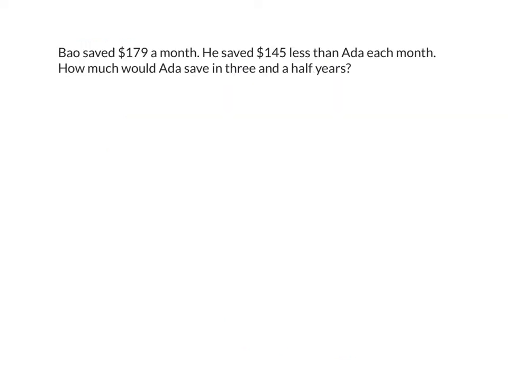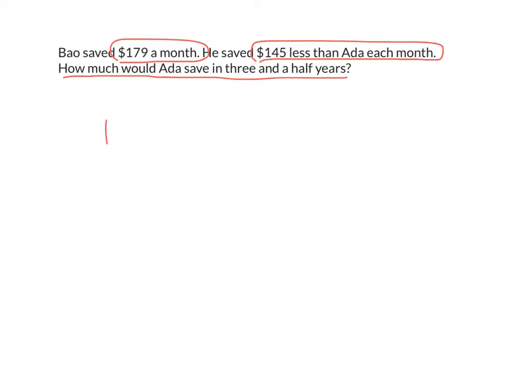Okay, this question says, Bao saved $179 a month. He saved $145 less than Ada each month. The question's asking us, how much would Ada save in 3.5 years? The important information is that Bao saved $179 a month, but that was less than Ada, right? Another way to say that Bao saved $145 less than Ada each month would be to say that Ada saved $145 more each month.